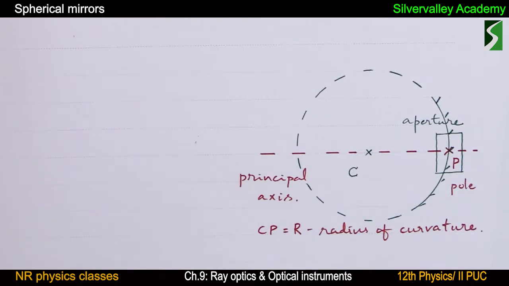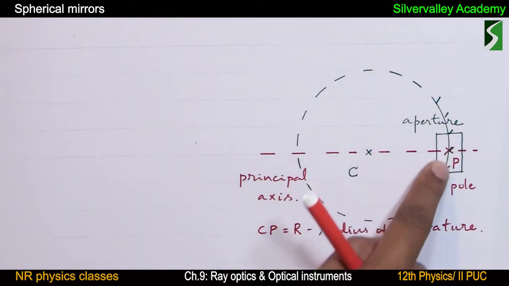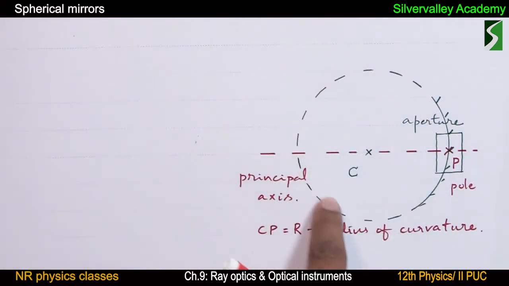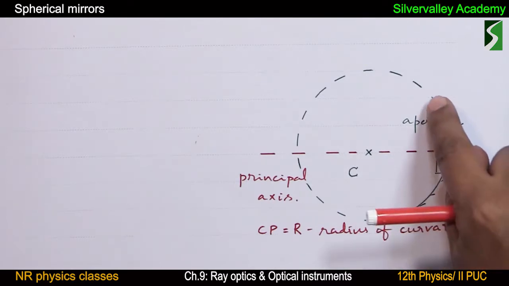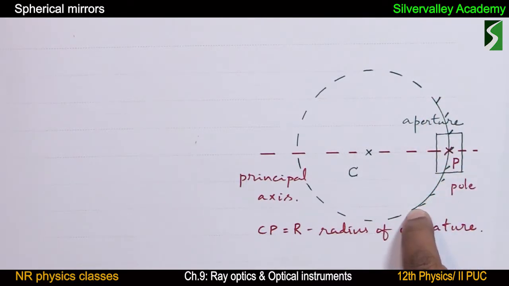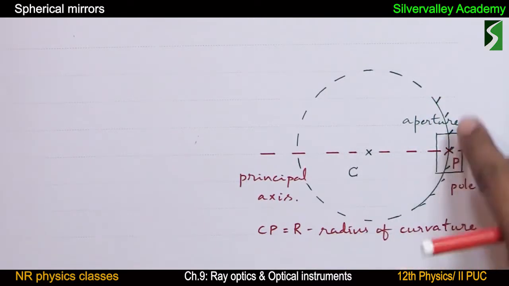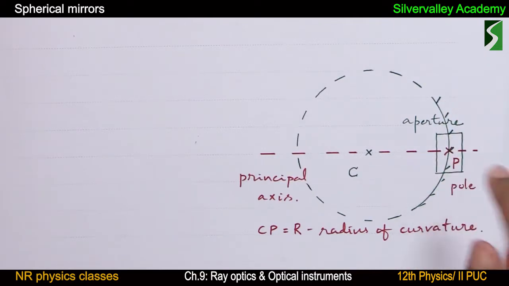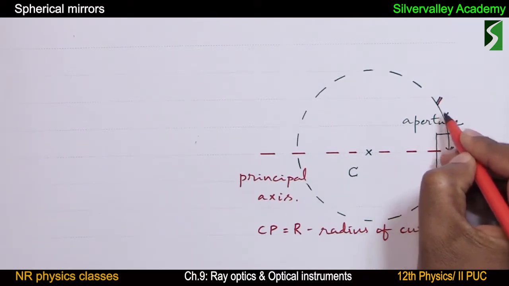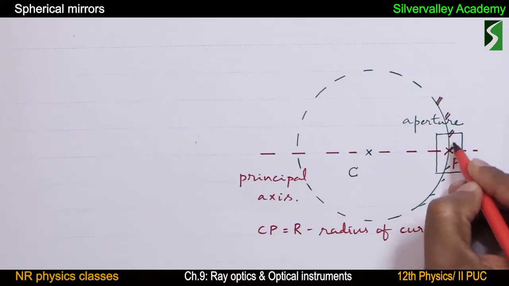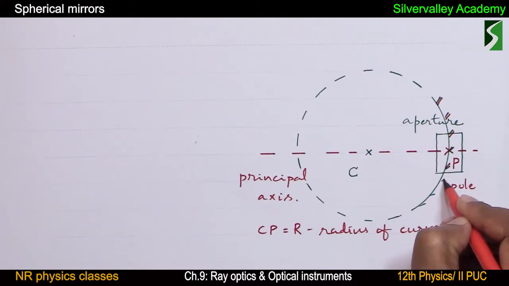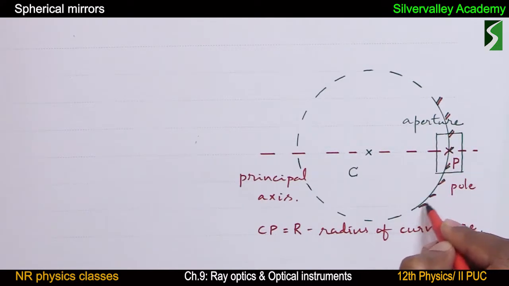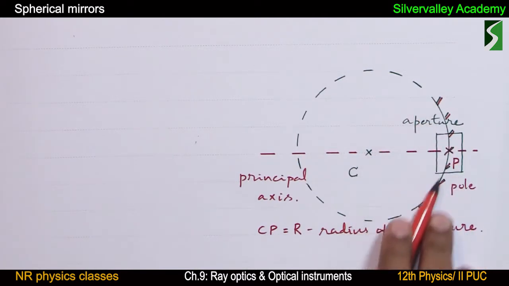Let me repeat. This mirror is part of this sphere. So that is why this is called a spherical mirror. In this case, the outer surface is shaded. Let me shade this again. So the outer surface is shaded, meaning the bulged surface is shaded. Thereby this represents a concave mirror.